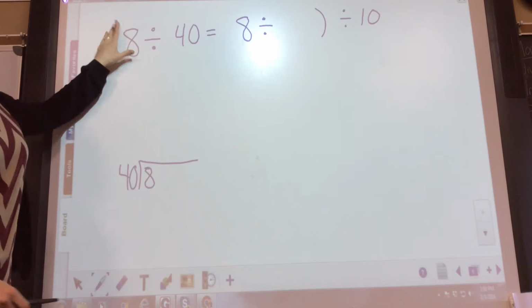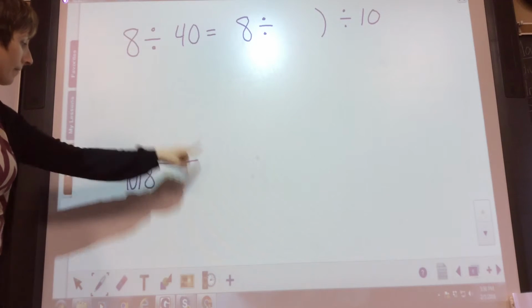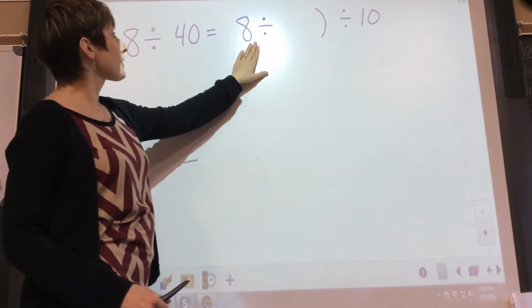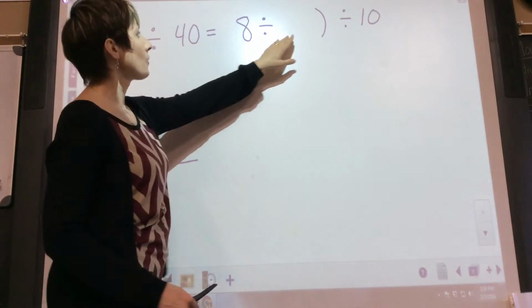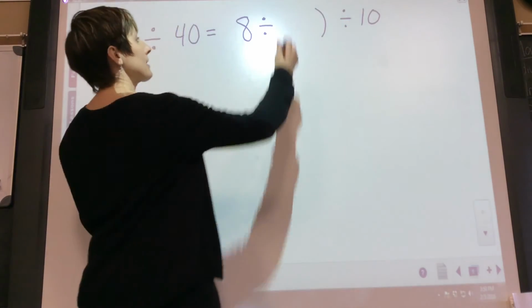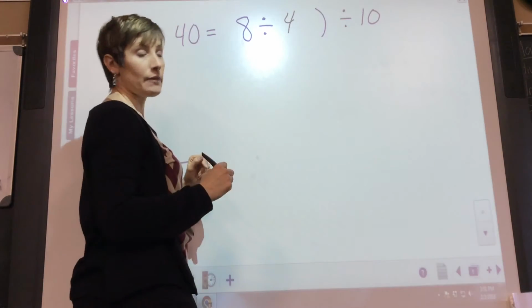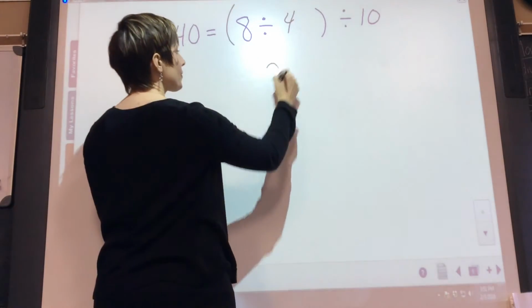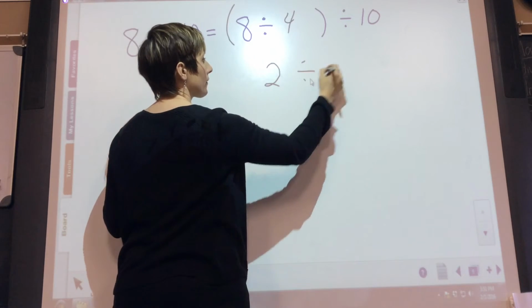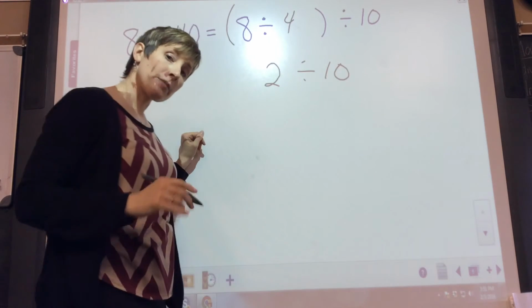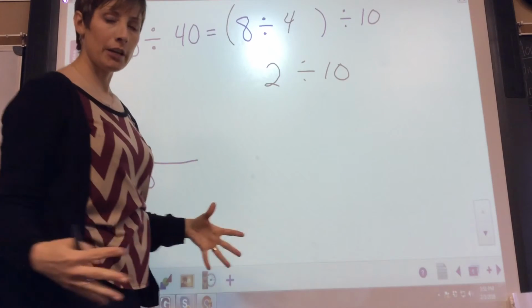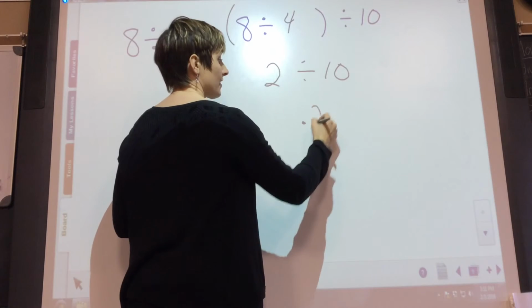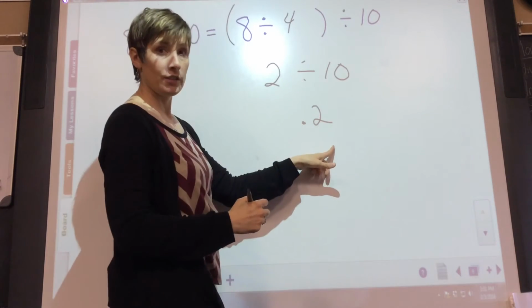All right, 8 divided by 40. It would look like this. If it would help, break it up into smaller steps. We can think of our 40 as what times 10? 40 is the same as 4 times 10. If we go ahead and solve our parentheses, 8 divided by 4 is 2. 2 divided by 10. Again, think of it as money. You have $2. You're sharing it among 10 people. How much money would each person get? You said 20 cents, you're right. Also known as 2 tenths.